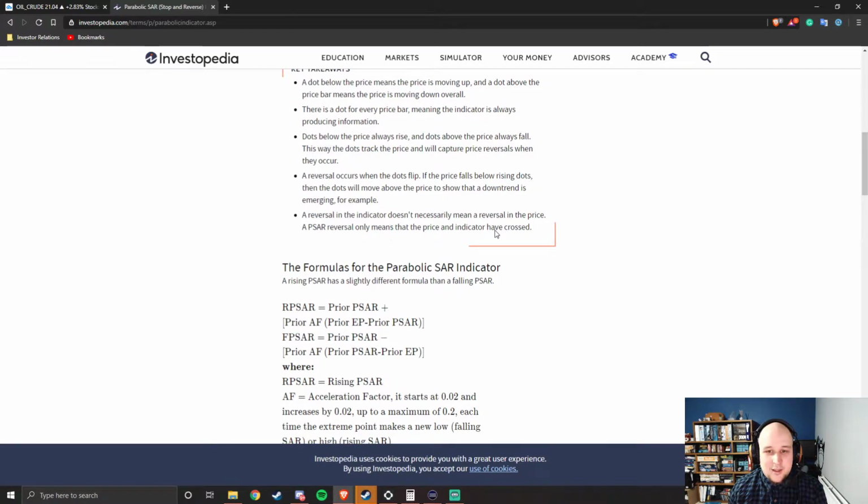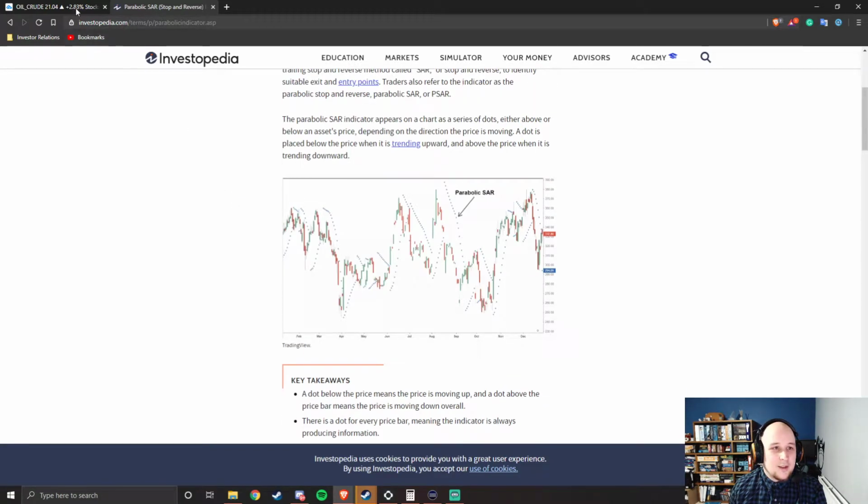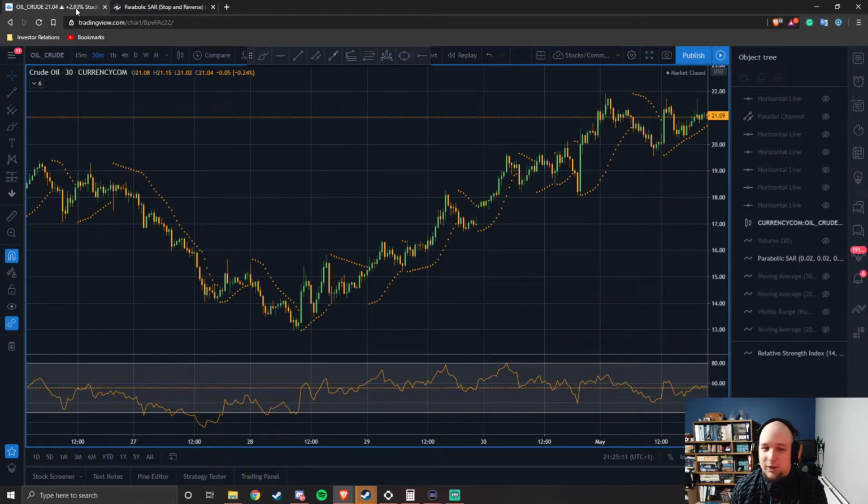A reversal in the indicator doesn't necessarily mean a reversal in the price. A PSAR reversal only means that the price and indicator have crossed. That's obviously more of a disclaimer than anything else at that point. So, back onto our TradingView chart.